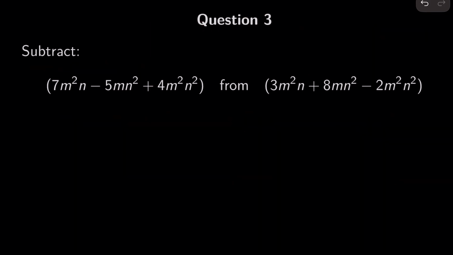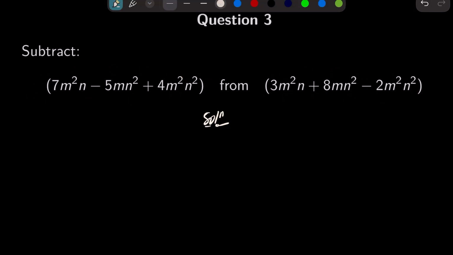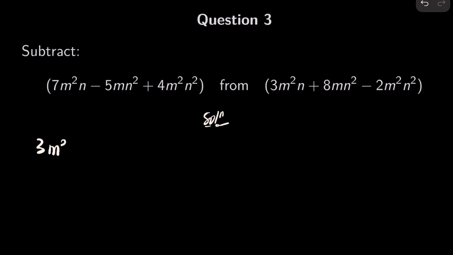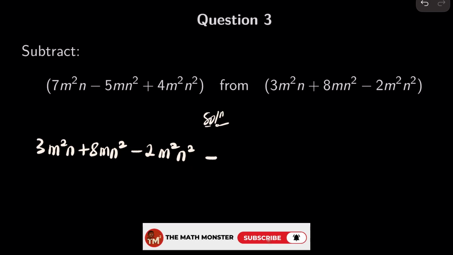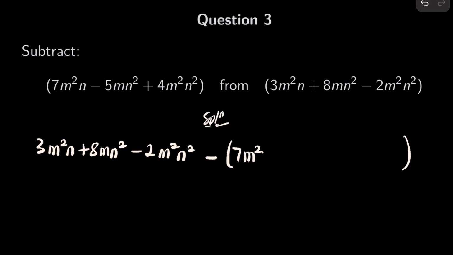With our third question, we have to subtract this from this solution. So here we have to write this one first because we are subtracting this from this one. So we are going to have 3m squared n plus 8mn squared minus 2m squared n squared. Then minus, and here we have to put it in brackets since we are subtracting the whole expression. So that will be 7m squared n minus 5mn squared plus 4m squared n squared.